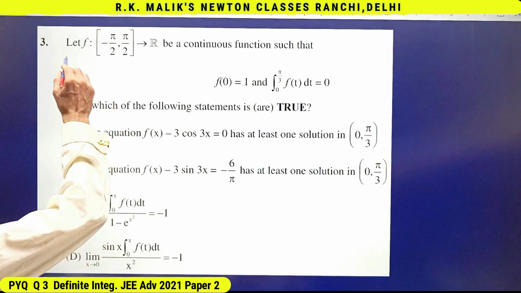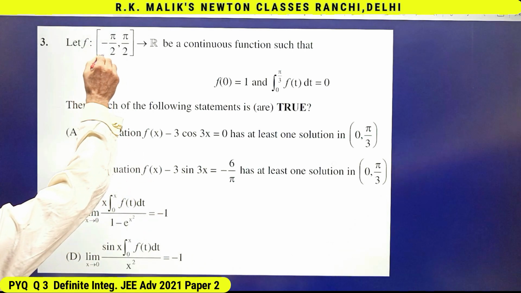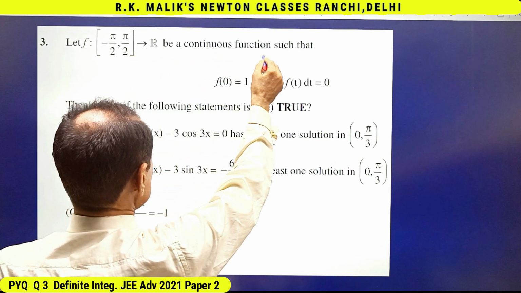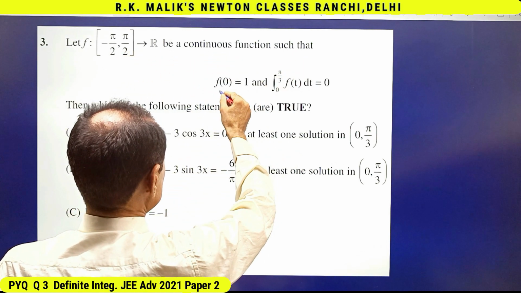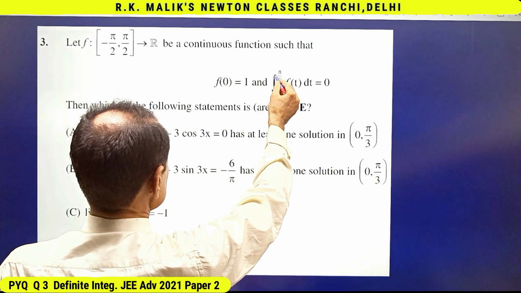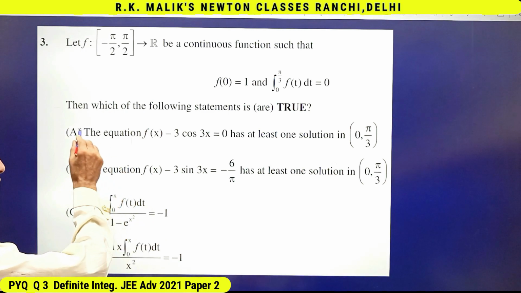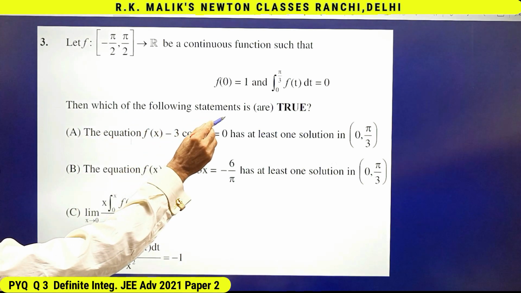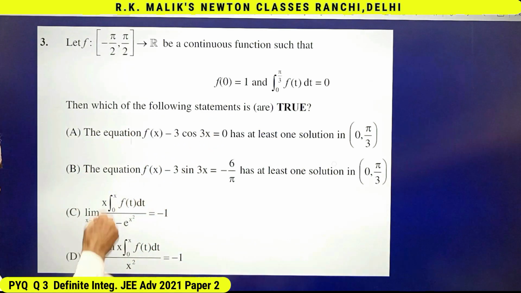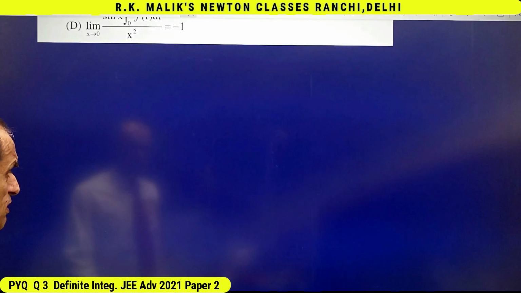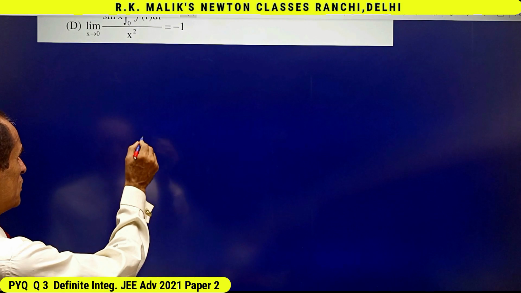In this question, it is given that let f take the interval [0, π/3] to R be a continuous function such that f(0) = 1 and the integral from 0 to π/3 of f(t) dt is 0. Then which of the following statements is/are true? You have to find the correct choice. Before I do this question, note this thing.